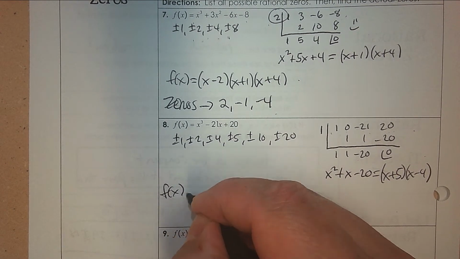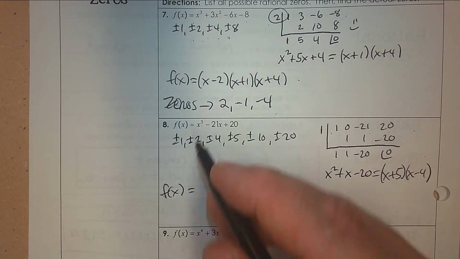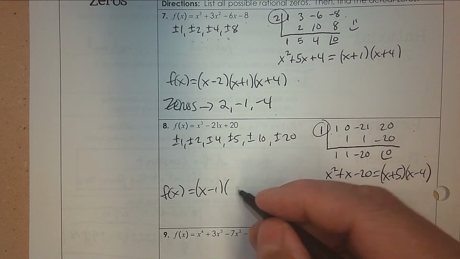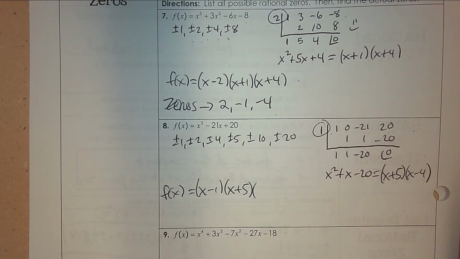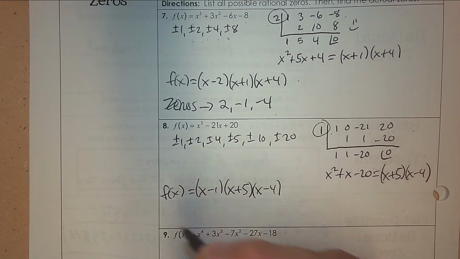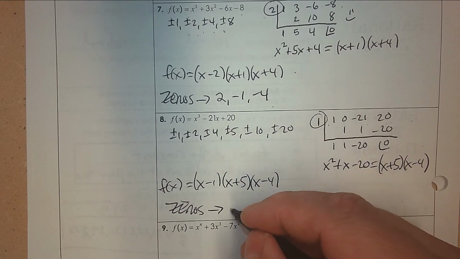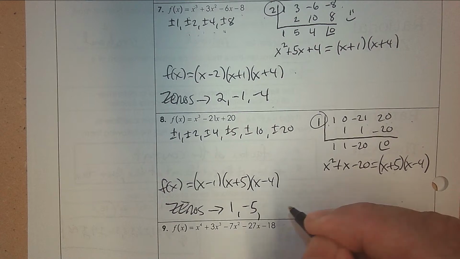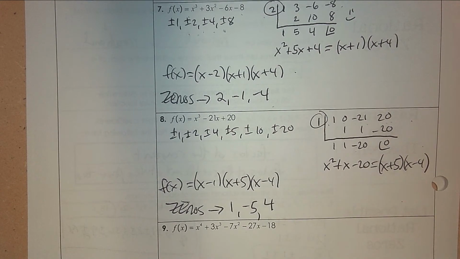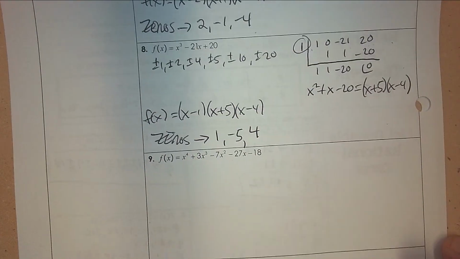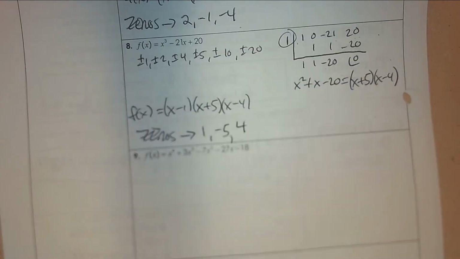So now I can write down the function in factored form. Positive 1 works, so it's x subtract 1. And we still have x plus 5 and x take away 4. Zeros and factors are inverses of each other, so we're going to have positive 1, negative 5, and positive 4. Those are the values that make the function 0. Again, you can press pause if it's going too fast.